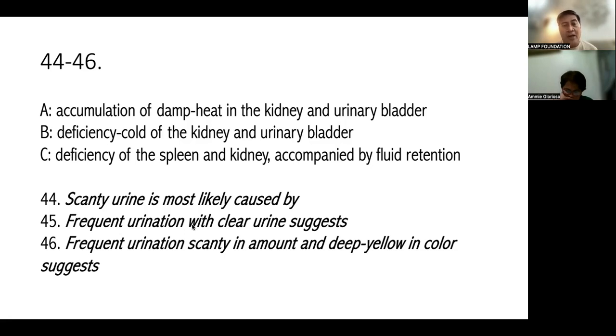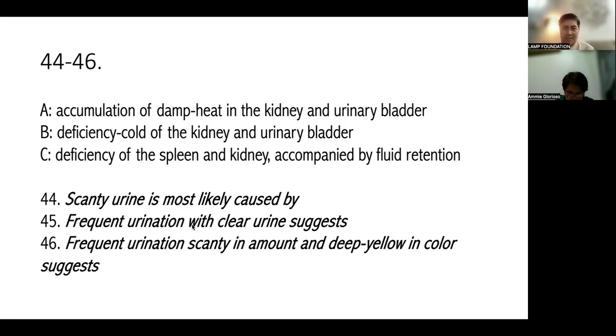Okay, number 45. Number 45, frequent urination with clear urine suggests deficiency cold of the kidney and urinary bladder. Mahina po yung kidney tsaka urinary bladder niya, kaya frequent urination. Okay. When you say deficiency cold, it is similar to yang deficiency? Yes po, kapag may more on cold, dito po siya sa kidney yang. Frequent urination, clear urine. Yes, hindi din normal yon.